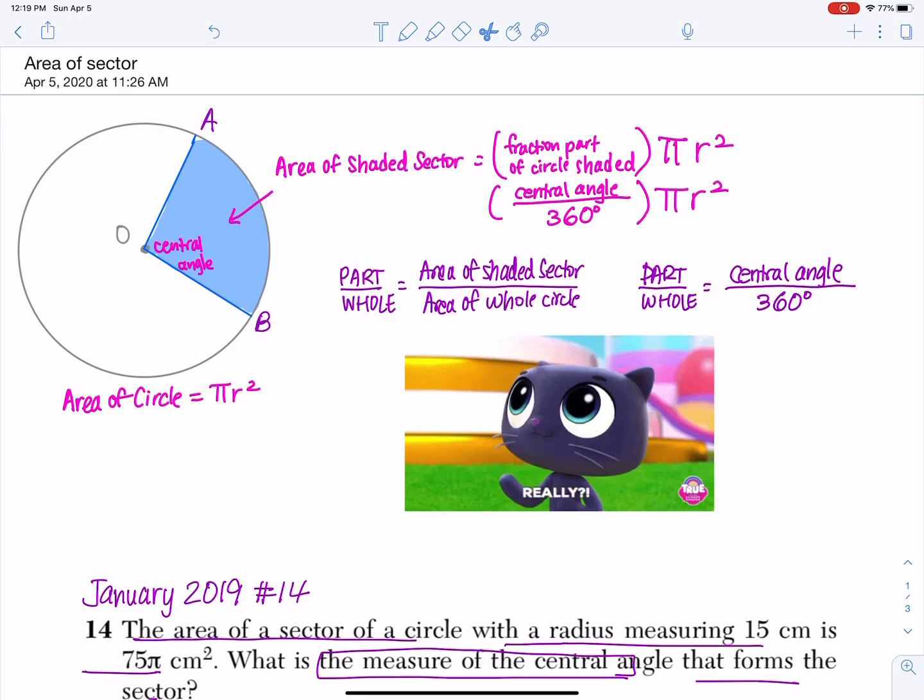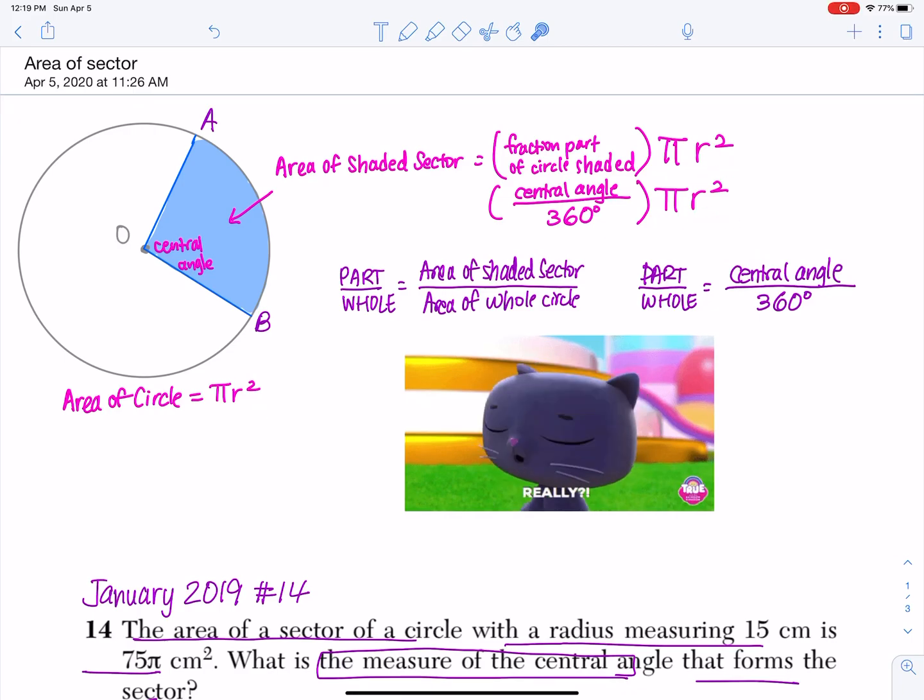Right now we're going to look at how to find the area of a shaded sector. So if you look here, this blue shaded area is what we refer to as the area of the shaded sector. So how would we find that? Well, first, to find the area of a whole circle, it's pi r squared.